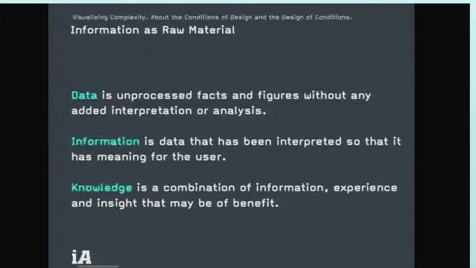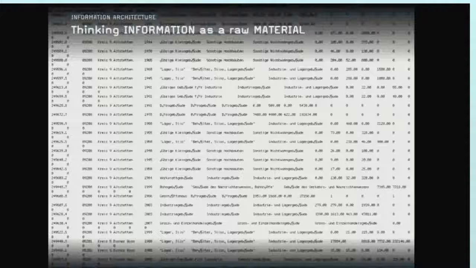It's really good. Today we want to talk a bit more in the remaining minutes about data, information, knowledge, just to reaffirm that. Remember, data is unprocessed facts and figures without any added interpretation or analysis. Information is data that has been interpreted, so it has meaning for the user, for you. And knowledge is a combination of information, experience, and insight that may be of benefit for others. Typical example for data that you see here, just independent pieces of words and numbers and so on.